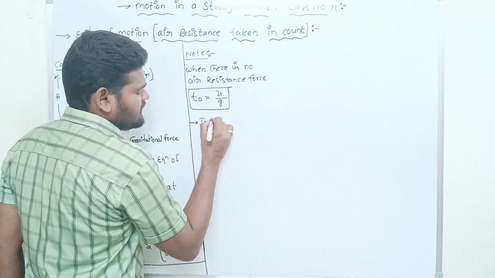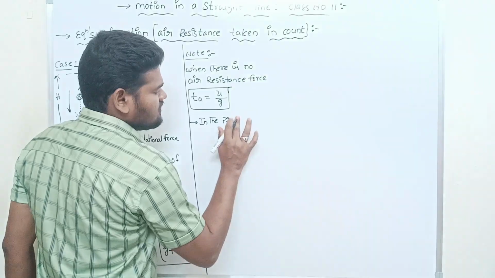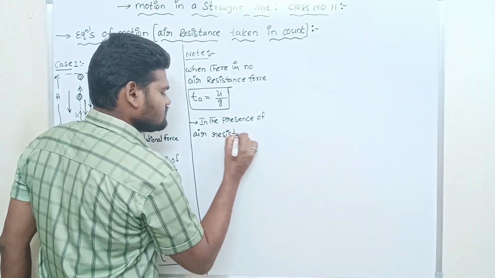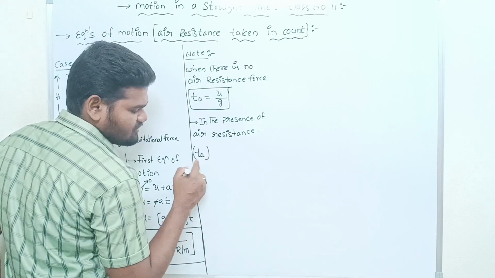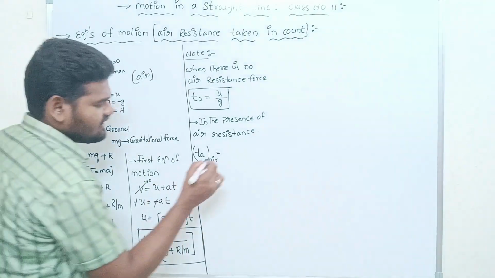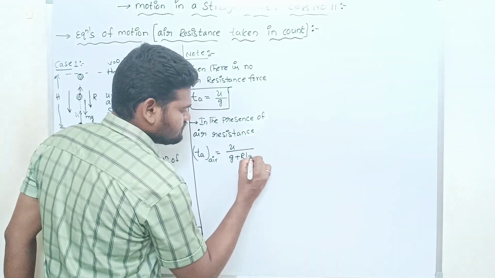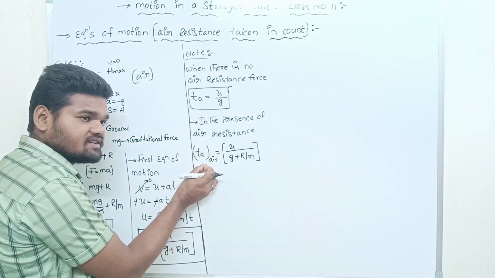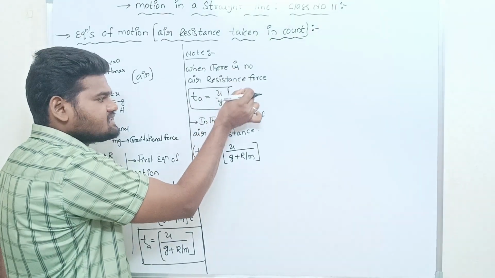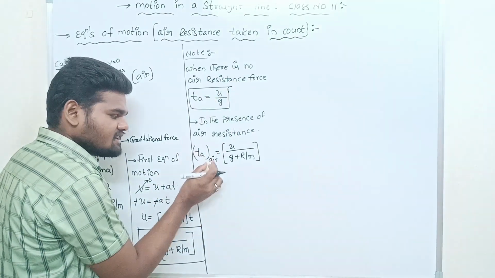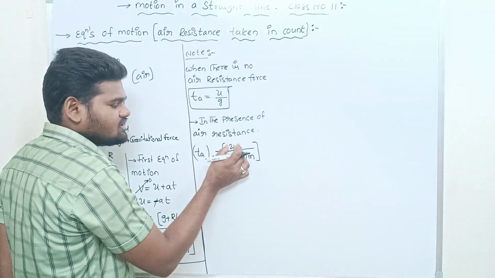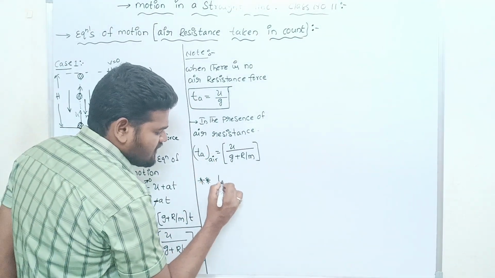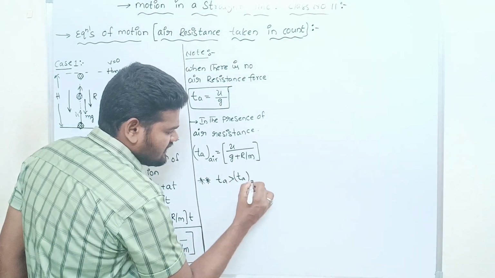In the presence of air resistance, what is the time of ascent? Let us say the time of ascent in case of air is equal to u/(g + r/m). Just observe these two equations. Time of ascent when there is no air resistance force is u/g. Time of ascent when there is an air resistance force is u/(g + r/m). So which value is greater of these two? Absolutely, it is clear that the time of ascent is greater than the time of ascent in air.